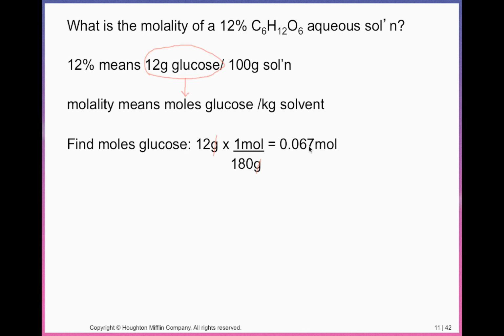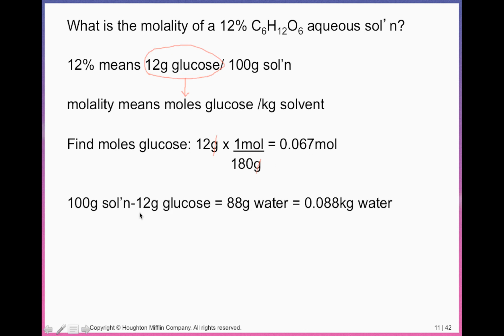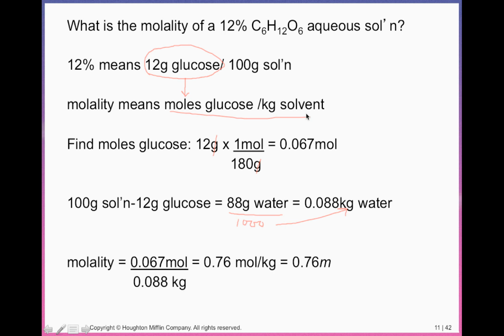Now to get my kilograms of solvent, I'm first going to have to get grams of solvent. So I take my grams of solution, I subtract my solute from it, and I get my water, which is the solvent. And when I divide this by 1,000, I wind up getting my kilograms. And then I just have to take my fraction. I want moles of solute per kilogram of solvent. Plug it in, I get my answer. So I get 0.76 moles per kilogram. We can write that as 0.76 small m, which means molality, and we read it as molal.